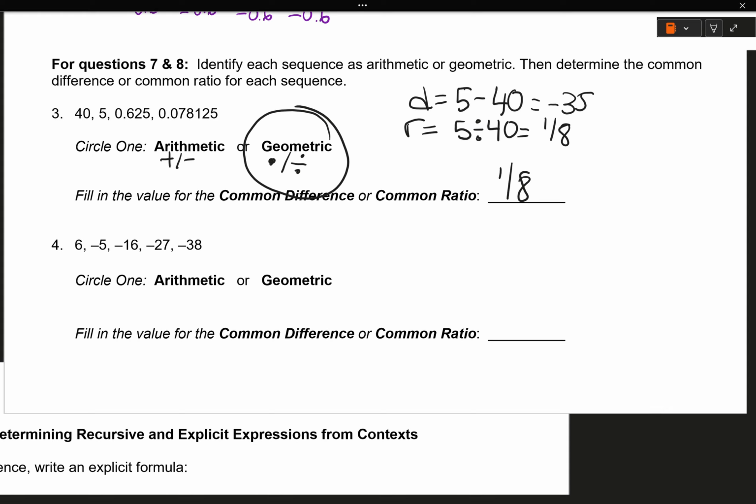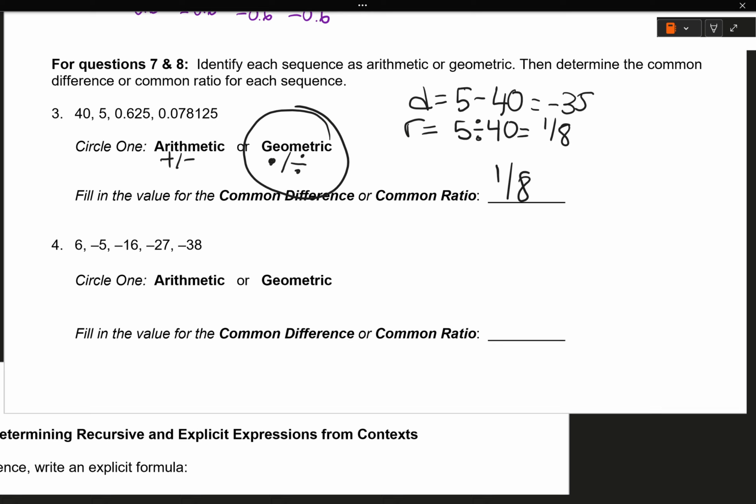Now, maybe you're looking at this and you're like, hey, listen. I could tell that to go from 40 to 5, I divide by 8. Why did you write 1/8? Well, you are right. We are dividing by 8. Dividing by 8 and multiplying by 1/8 is the same thing. Just like dividing by 2, multiplying by 1/2. Dividing by 3, multiplying by 1/3.